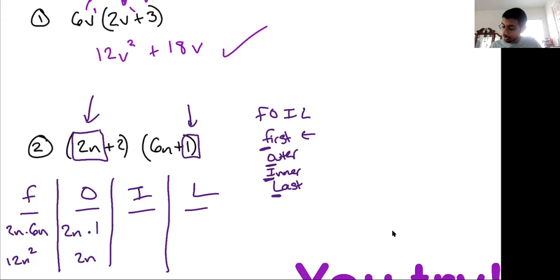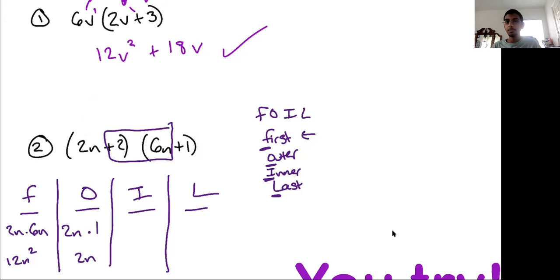Now we look at our inner terms. Our inner terms are going to be the two terms that are inside. So it's always these two terms. And just to make clear, what these things I'm showing you, what the first term looks like, what the outer terms look like, what the inner terms look like, those are all going to be the same every single time you do these problems.